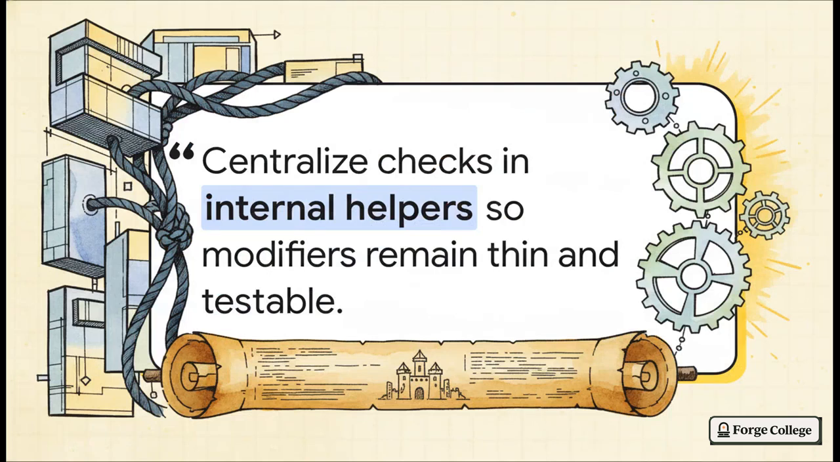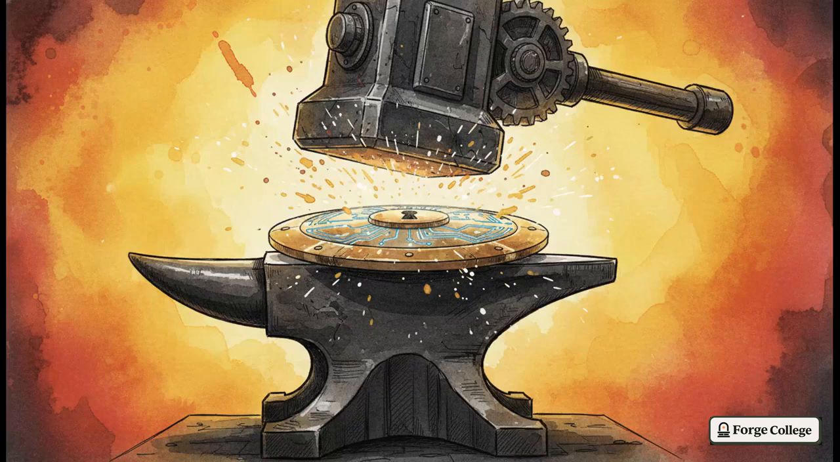As we wrap up this phase of construction, I want you to remember this golden rule of our master blueprint. Centralize your checks in internal helpers so modifiers remain thin and testable. Pushing the actual logic down into those internal helpers, that's exactly what separates amateur code from production-grade, highly optimized smart contracts. You guys have built an incredibly solid foundation here in the applied Solidity development track.